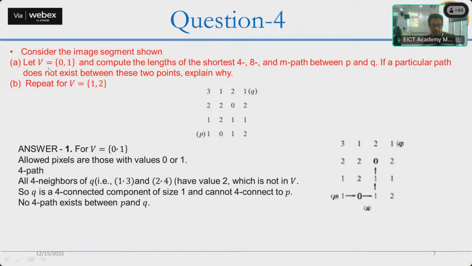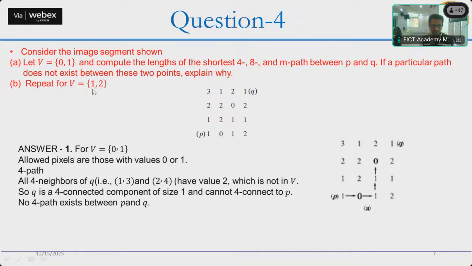Consider the image segment shown. Now the set V contains 0, 1, and you have to compute the length of the shortest path between P and Q. What are P and Q? P is this pixel, and Q is this pixel. If a particular path doesn't exist between these points, explain why. Repeat for V equal to 1, 2.